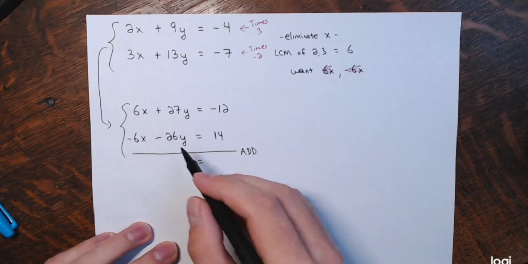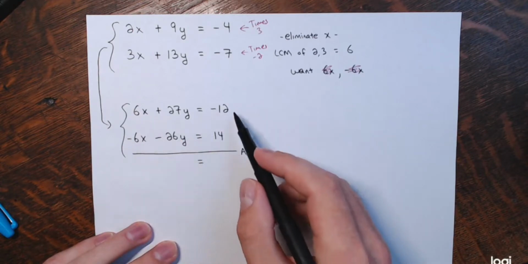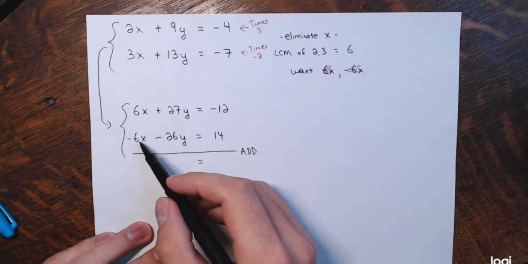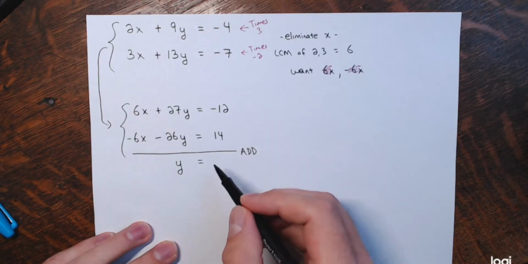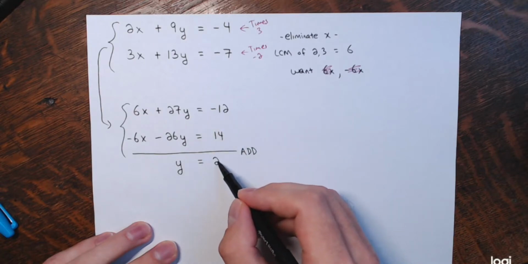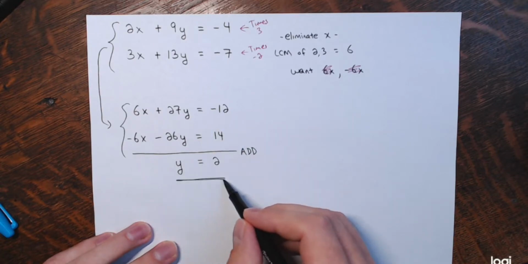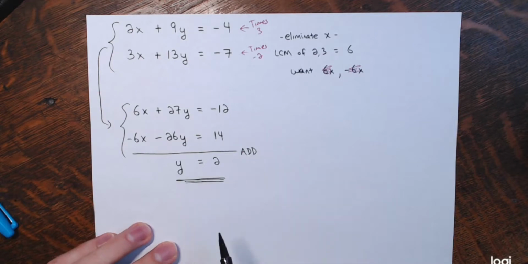Line up the equal signs, combine the terms on the left, combine the terms on the right. X's are gone. 27y plus negative 26y would just be 1y. And then negative 12 plus 14 is 2. And that's it right there. There's your y value. Nothing to do after that. Y equals 2.